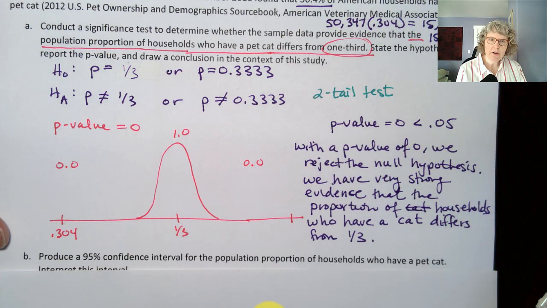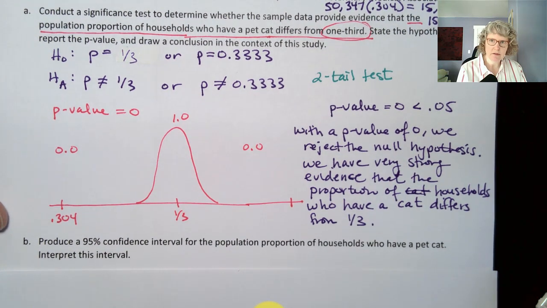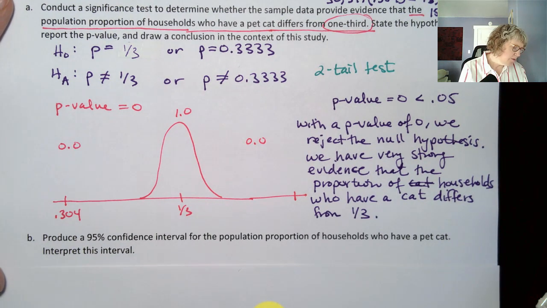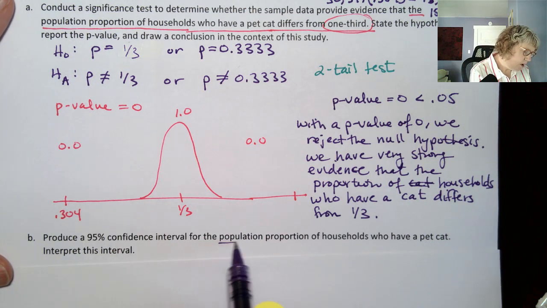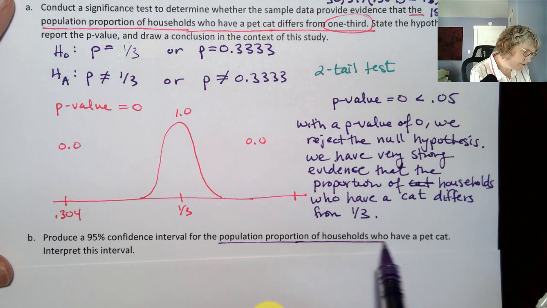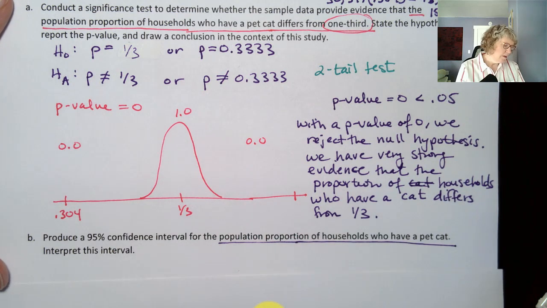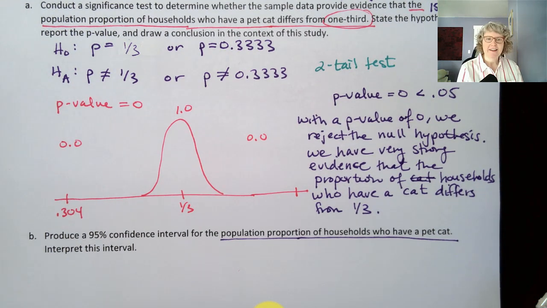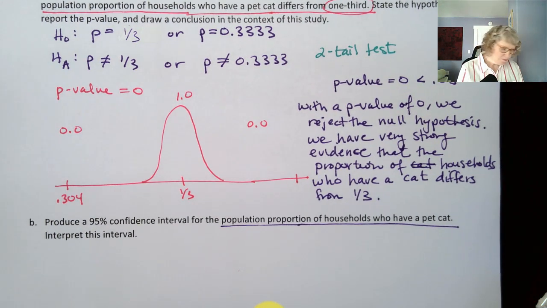Okay, so that is our hypothesis test. So that's a good review of that. Now we're going to do a 95% confidence interval for the population proportion of households who have a pet cat. Same quantity here, population proportion of households who have a pet cat, but this time we're going to do a confidence interval, and I've got a big blank thing here, so let's remember how we did that.